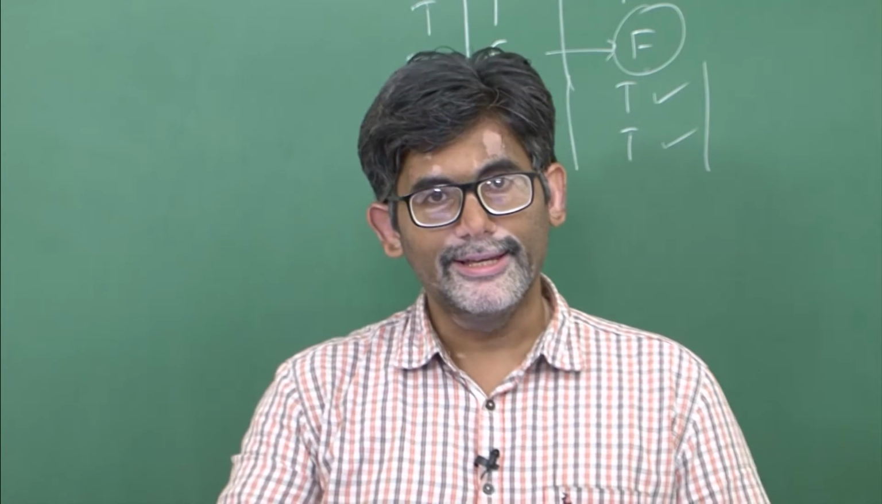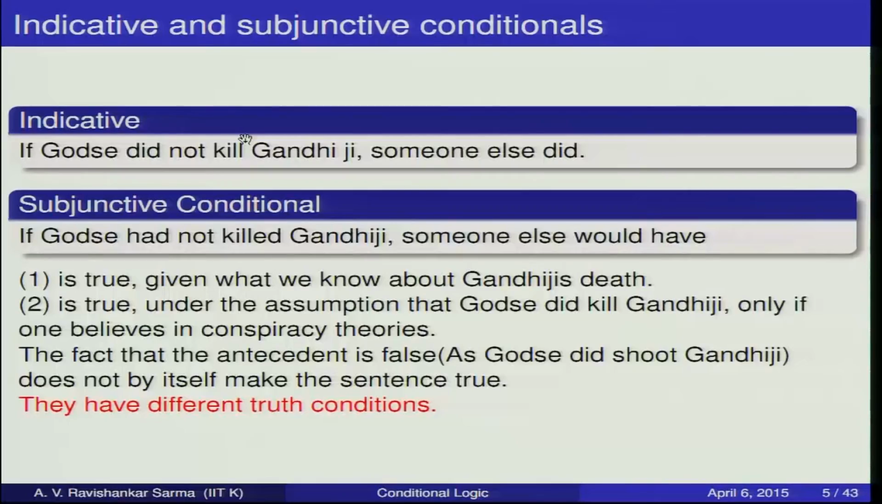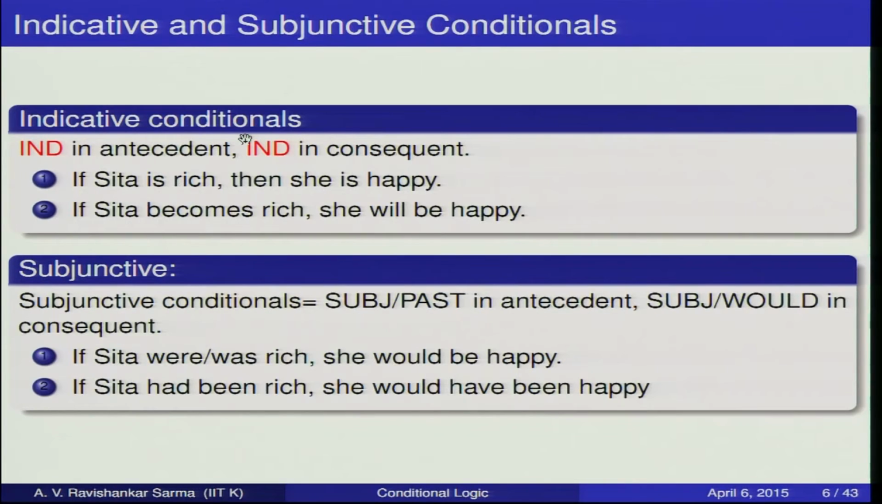He views subjunctive conditionals as variably strict conditionals. So that is what we are going to see later, in the works of David Lewis. So what are these indicative and subjunctive conditionals?